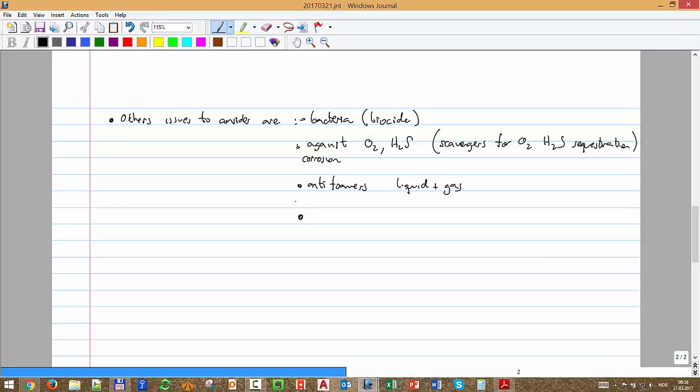Then we have DRA, drag reducing agents. They try to reduce the delta P in the pipe, and there are different mechanisms. Those are other things to consider that we are not going to discuss.